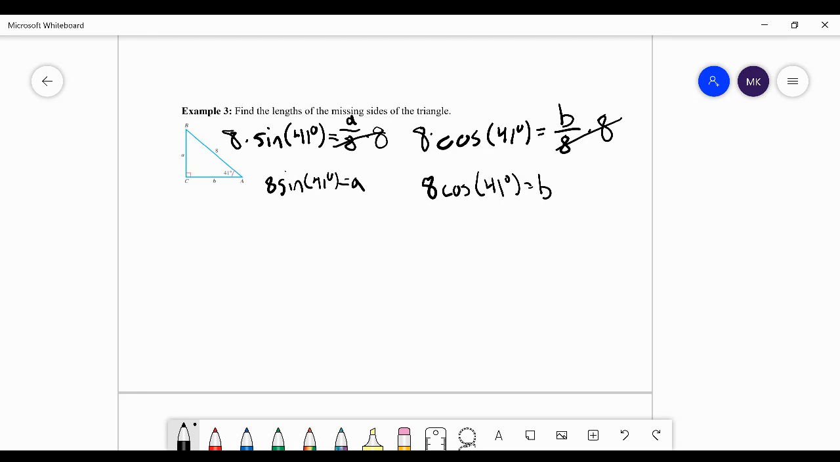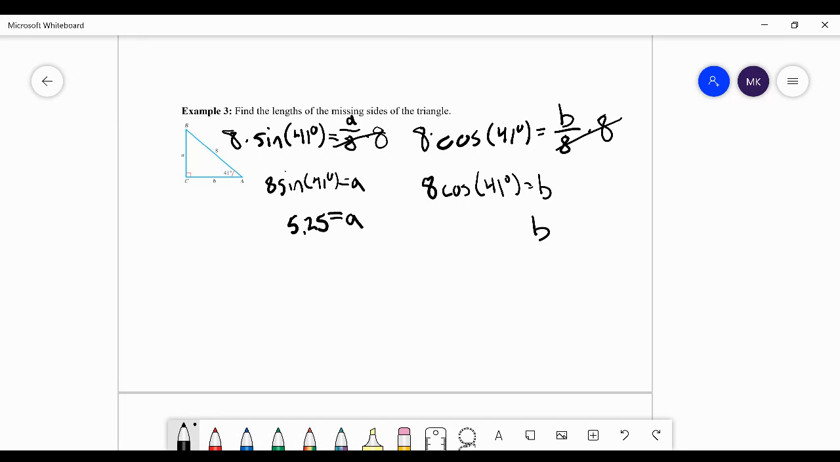Now, we're just going to grab our calculator, again making sure we're in degrees. So 8 times the sine of 41 degrees gives us 5.248. Now, how far out do we go with this? Well, a good rule of thumb is if no one else has said anything, 2 decimal places is pretty good. So we will go 5.25.